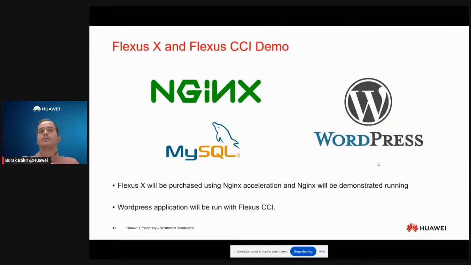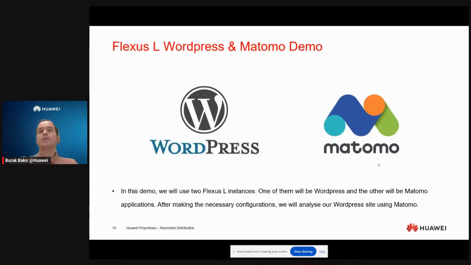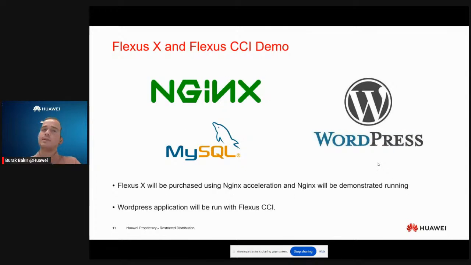And another one is with the Flexus X. As I said, it's not like a full demo. These two will be shorter than the first one, but I will also show you the Nginx acceleration with Flexus X, and also a WordPress application with the CCI. So we can start with the second one.